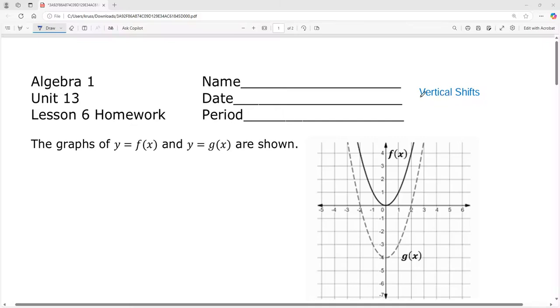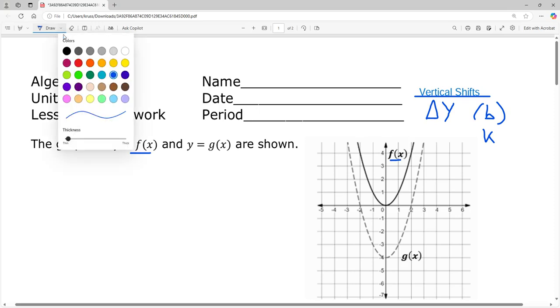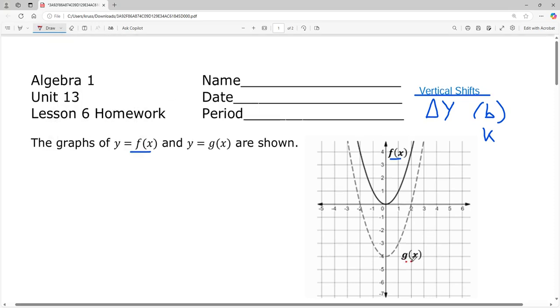Okay, so this lesson 6 of unit 13 is about vertical shifts. So we're talking about changes in y, or your b value for linear equations, and then your k value for anything else really. Okay, so here are two graphs. You have f sub x, which is this one right here, and then you have this dotted one, which is g sub x. That's what the dotted line is, g sub x.